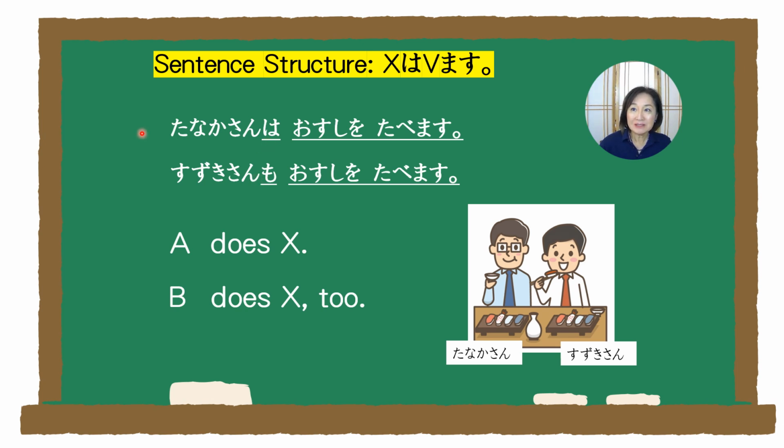For example, if Tanaka-san and Suzuki-san both eat sushi, we have the part お寿司を食べます in both sentences, so that part will stay the same. Since we want to show that Suzuki-san is doing the same thing also, we replace the particle wa with mo.